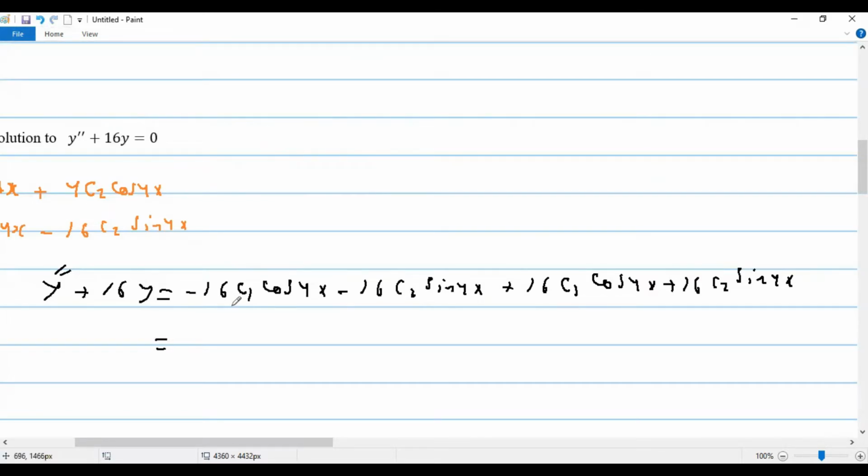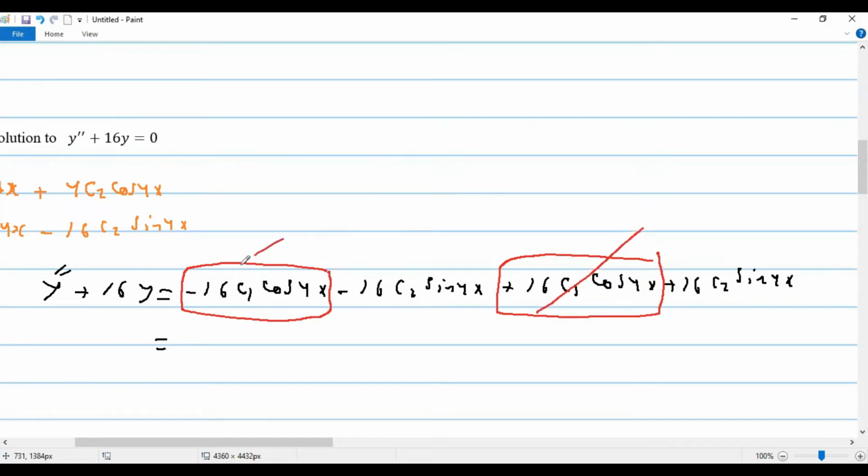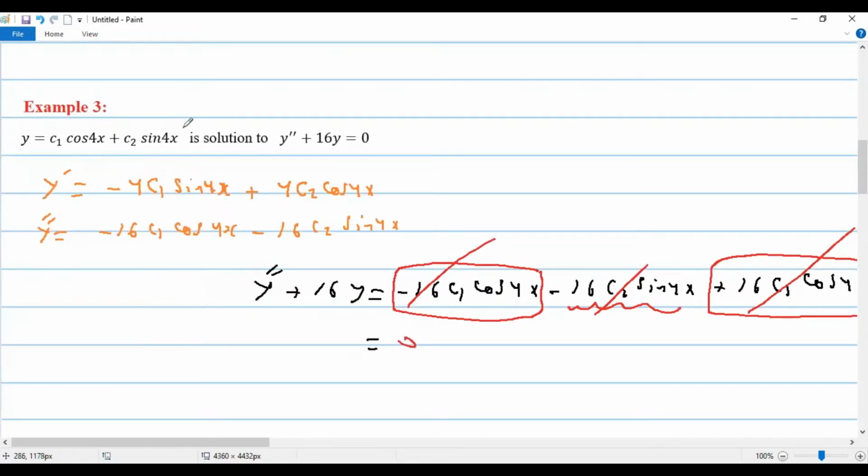If you look here, negative 16 c1 cosine 4x, and I have plus 16 c1 cosine 4x. So this one is 0, because this is 16 and this is negative 16. And the same here, I have negative 16 c2 sine 4x and plus 16 c2 sine 4x. So this one and this one give 0. So the answer is equal to 0. That means c1 cosine 4x plus c2 sine 4x is a solution to this differential equation. Why? Because y double prime plus 16y is equal to 0.